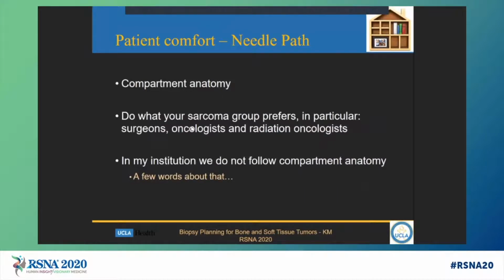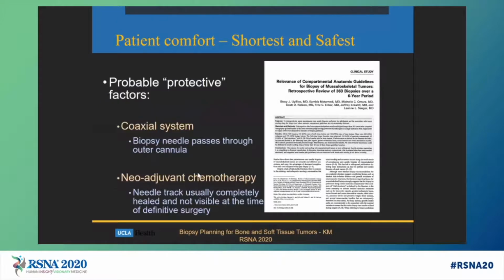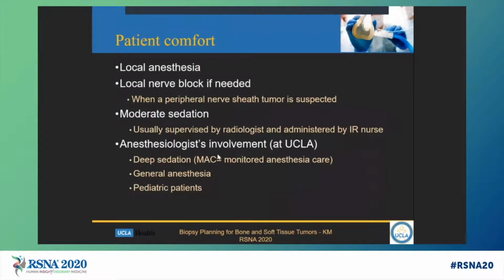About compartment anatomy, do what your sarcoma group prefers. In my institution, we do not follow compartment anatomy. As a matter of fact, in 2012, we published our data from 363 CT biopsies, and we realized that we violated the compartment anatomy in many instances. However, we could not see any recurrence that could be attributed to needle track seeding. Possible or probable protective factors were use of a coaxial system and neoadjuvant chemotherapy. Our surgeons tell us that by the time of surgery, the tract is fully healed.